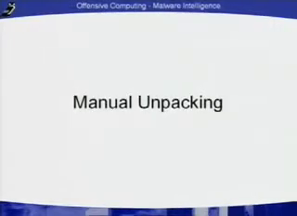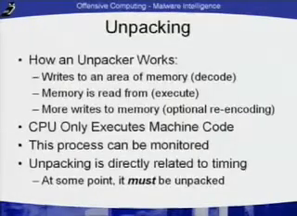So now I'm going to go into the manual techniques. It's a pretty labor-intensive process to deobfuscate software, and I'll give a simple example so you can see how this works. The way an unpacker works is that there's a write to an area of memory. This is where it begins the decode. The memory is read from, it begins to execute, and then there's more memory that is written. This is optional re-encoding.